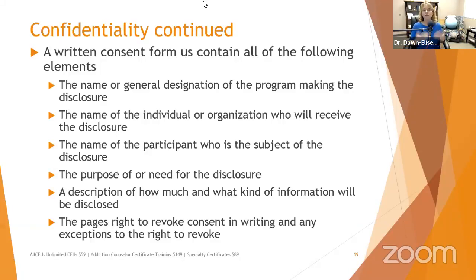So if you are getting a release of information signed for probation and parole, you ideally need to have the name of the probation officer that it's going to go to, the duration of time that this release of information is good for, what's going to be released. Is it going to be progress notes? Is it going to be the assessment? Is it going to be drug tests? Is it going to be all of the above? You need to be specific.